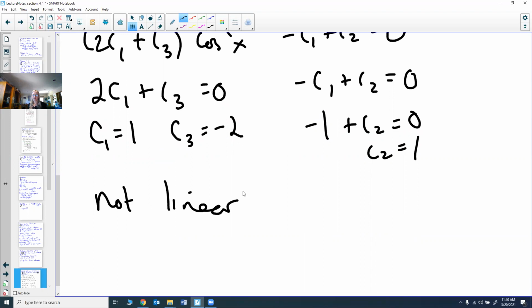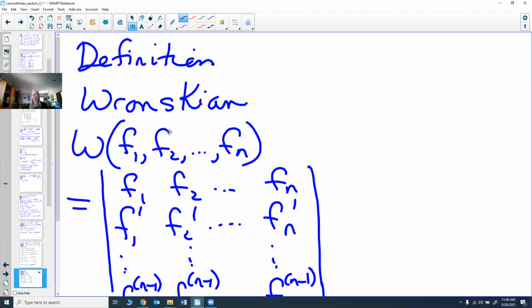Now, this is a long process, and we just kind of guessed what we thought it was. So let's see if we can't find a better way to do this. And there is a better way. It's what's known as the Wronskian.